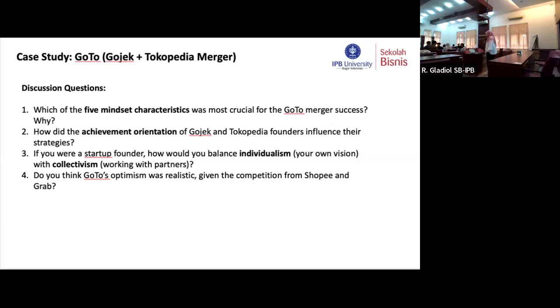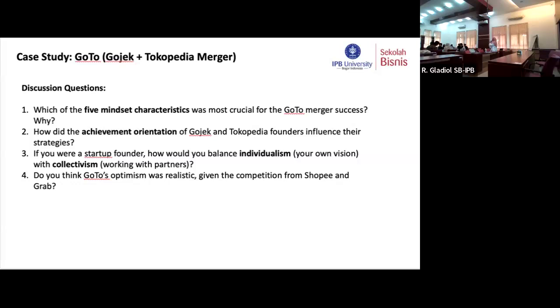Number three. If you were a startup founder, how would you balance individualism? Well, I think by sharing our own vision, and from each other's point of view we can discuss it and find the middle way, so it's balanced between individualism and working with partners. Okay, so as a leader, as a founder, it's really important to share your vision and your company's vision, and then break it down with the job description, the mission, and so on.